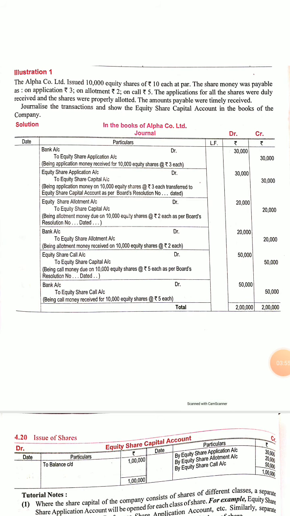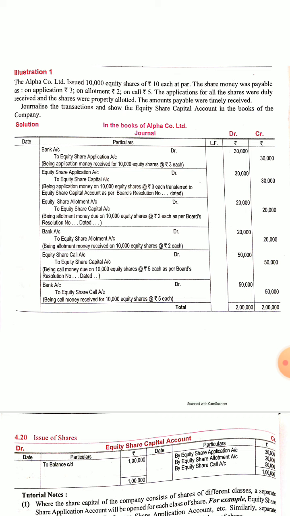Again, at the time of allotment, the first entry will be equity share allotment to equity share capital, because whatever shares are deemed fit by the board of directors to be allotted will be allotted, and that will at first be transferred to equity share capital account, and then it will be received. So it is just the reverse of the application process. First, a board resolution will be passed about how many shares are to be allotted to different shareholders.